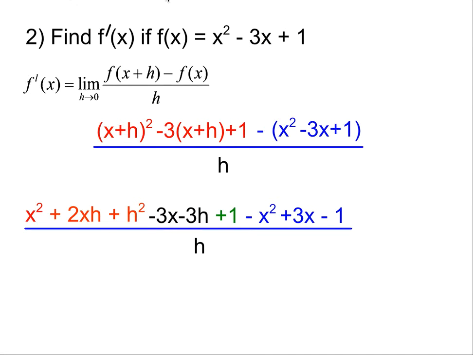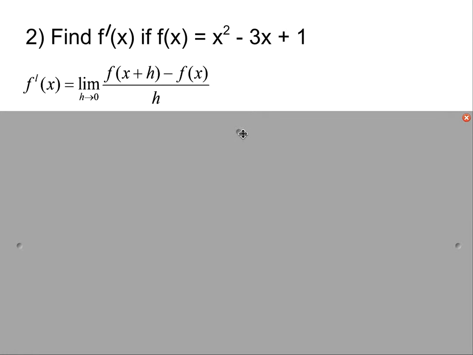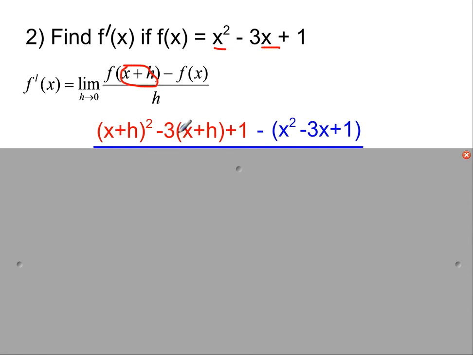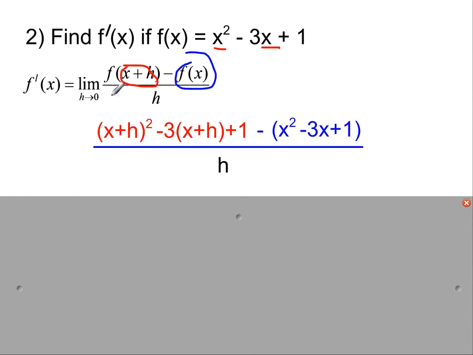So our next piece is this. I'm going to cover this. We're going to find f prime of x, the derivative of f of x equals x squared minus 3x plus 1 by using the difference quotient. So again, we're going to be plugging in x plus h in for x. So here and here. Okay, and so that is right here in red, x plus h squared minus 3 times x plus h plus 1. Don't forget that you're then subtracting all of f of x, which is minus x squared minus 3x plus 1, all over h.